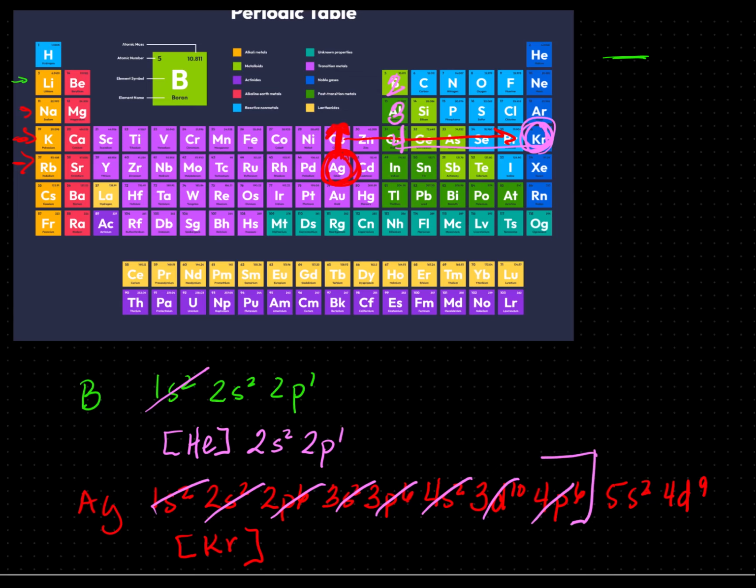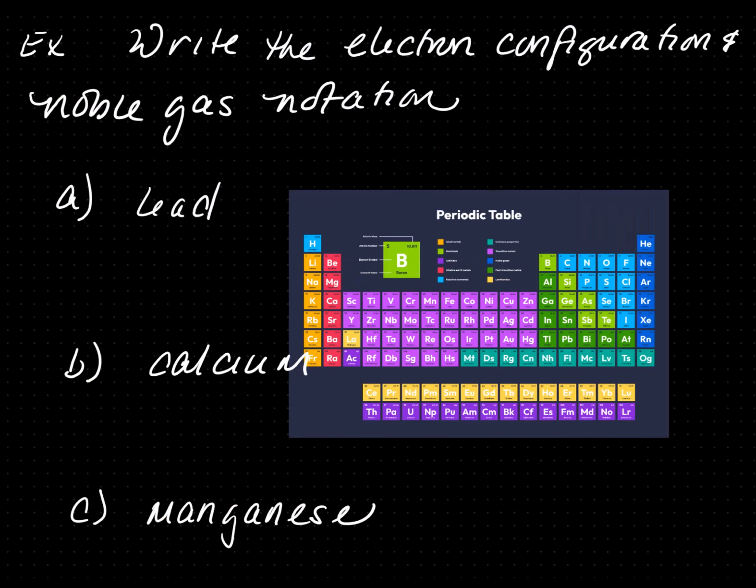This represents the core electron or the noble gas. And then we need to write everything after. So it's 5s2, 4d9. This is my noble gas notation or the shortcut. Pause the video, write the electron configuration and the noble gas notation for lead, calcium, and manganese, and then check your answer.